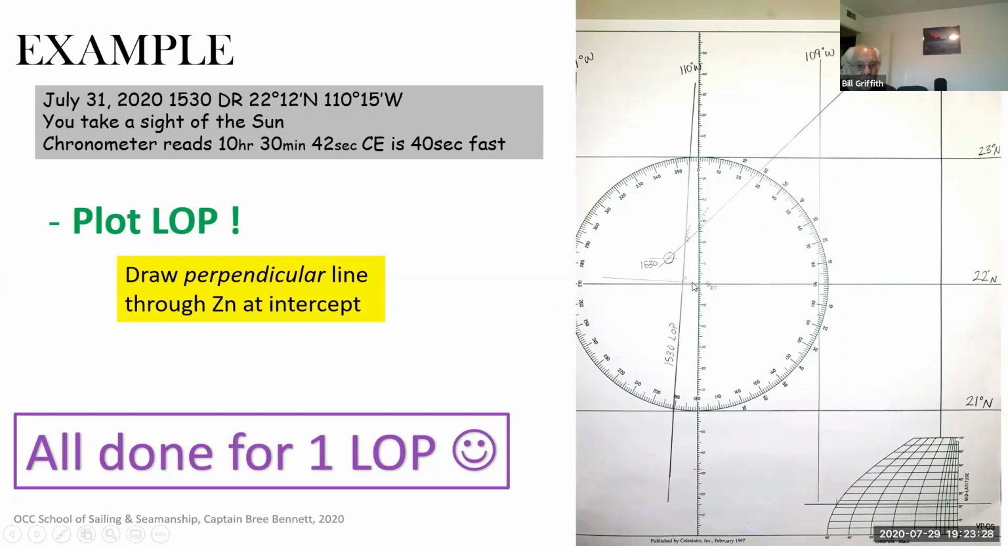But if you get another sun line or another star line or something else, the more LOPs you have, the more accurate your position is going to be. Then the more accurate your DRs will be after that. So you're just building on your knowledge to really get an idea of where you are.